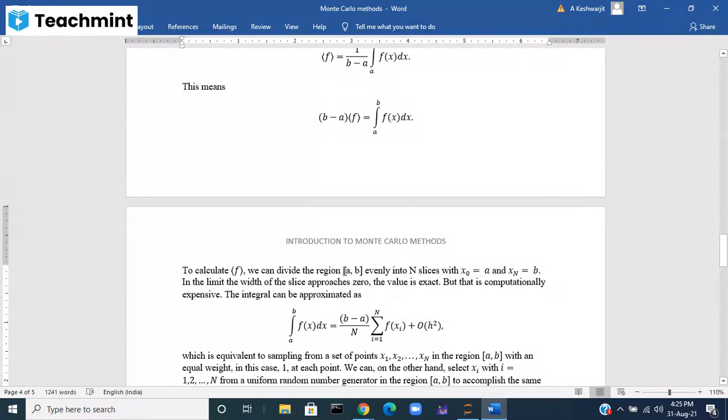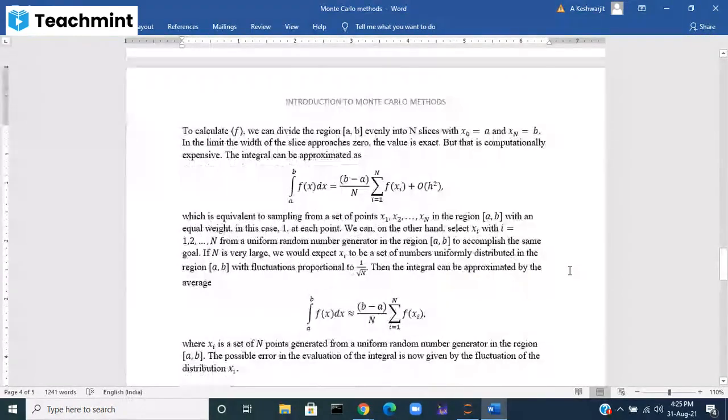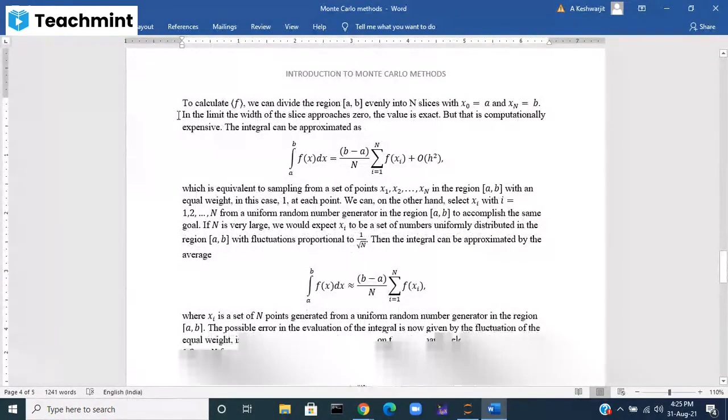So x0 is the starting point, the lower limit, and xn is the upper limit. Now, the region a to b, what do we do? We divide the line a to b into n number of slices.